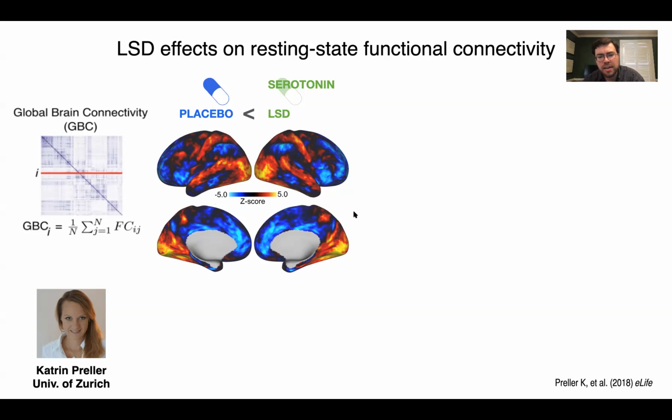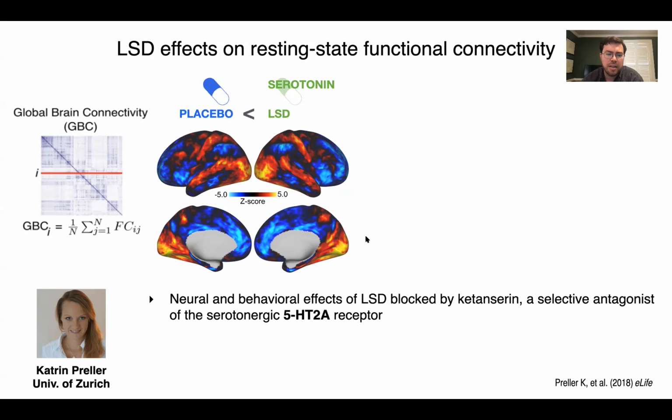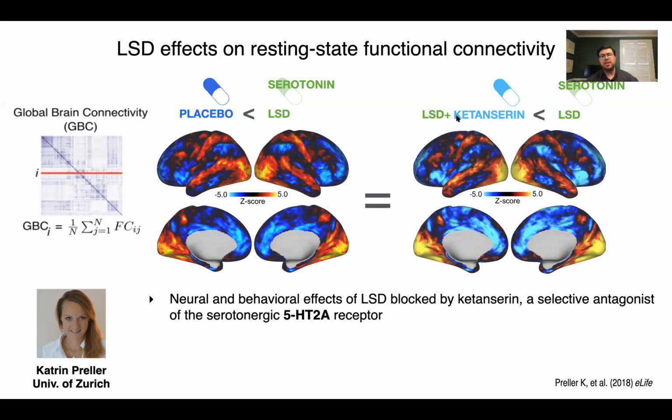This is a very unique data set because what they found is that they were able to completely block both the neural and the behavioral effects of LSD by pre-administration of ketanserin, which is a more selective antagonist of the serotonergic 5-HT2A receptor. And so we can see that here when we compare LSD to LSD plus ketanserin, we get something very similar to the placebo condition.